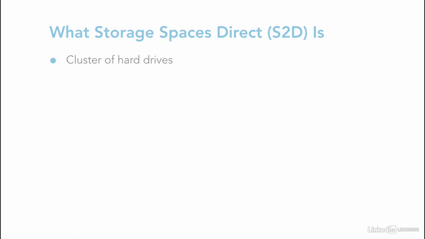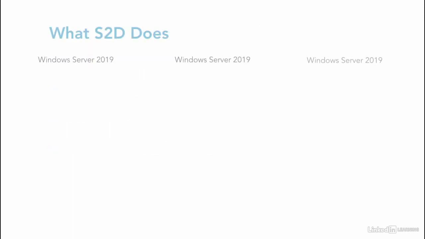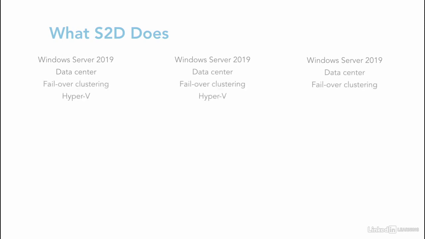Large environments need to use lots of servers to create highly available, redundant, and fast solutions for computing, network, and storage. And you may recall earlier in this course, I mentioned that Storage Spaces Direct with Hyper-V combined to create a hyper-converged infrastructure. S2D is the storage component of that equation. But I may be getting ahead of myself. Let me back up and describe what Storage Spaces Direct is and what it does.